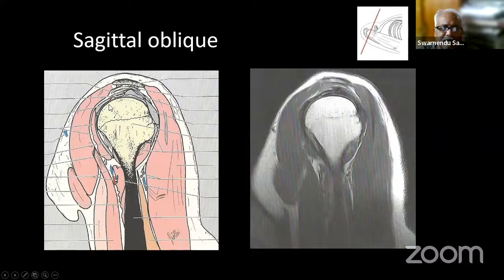Then this is the sagittal oblique. You will be coming from the deltoid side. You can see the ice cream cone sort of thing, the humerus. Then you can see the cover. Then how do you know which is the front side and back side?